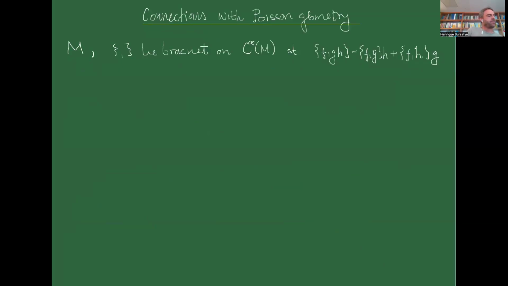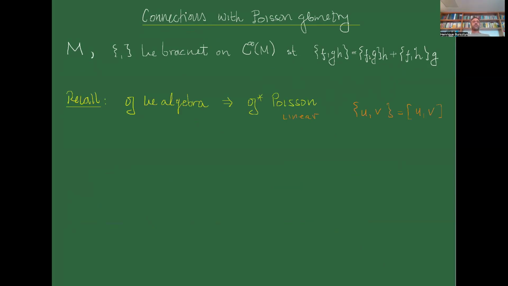Now, if I have 10 minutes or 5 minutes, I will just briefly mention how this connects with Poisson geometry. So, just a brief recall of what a Poisson bracket is on a manifold: a Lie bracket on the algebra of smooth functions that is a derivation in each entry. And there's a classical fact that any Lie algebra gives rise to a linear Poisson structure on its dual. By linear, I mean that it's a bracket that preserves the linear functions, which are just the elements of the Lie algebra themselves.